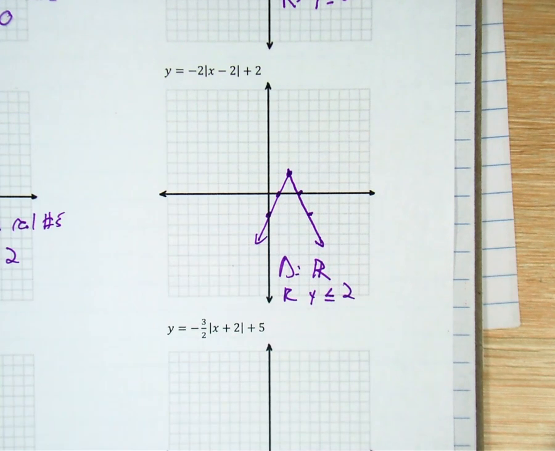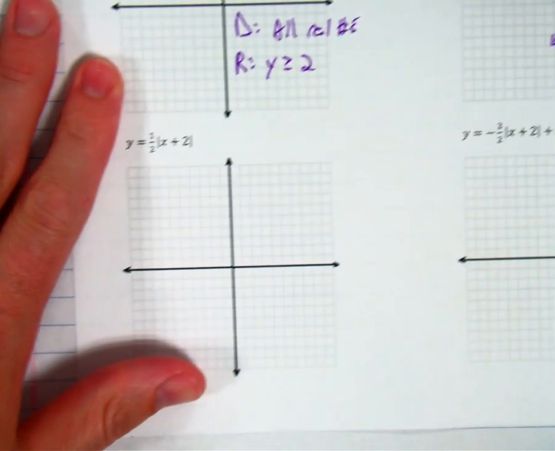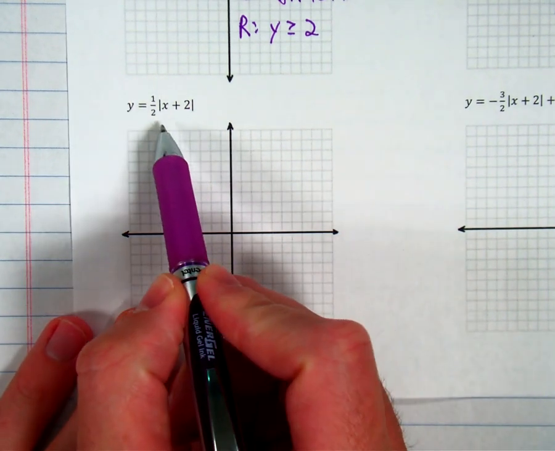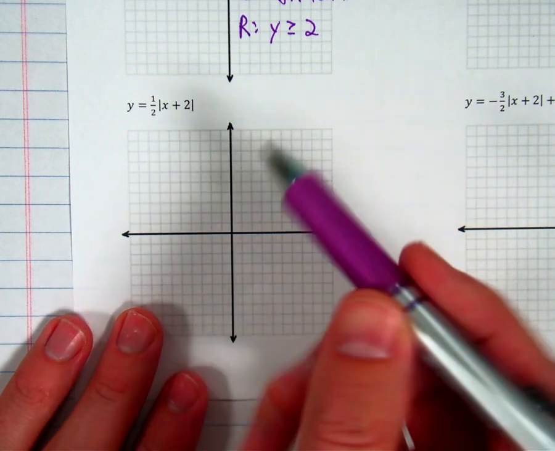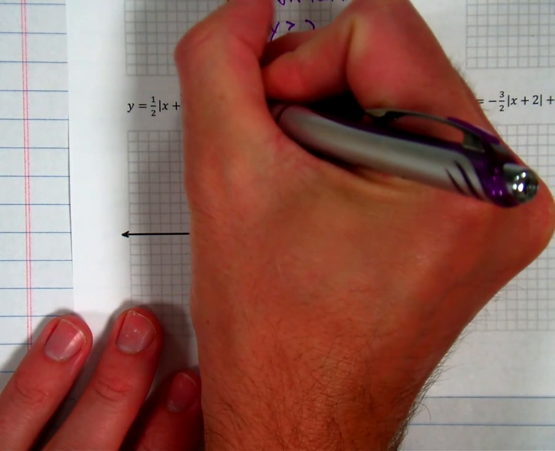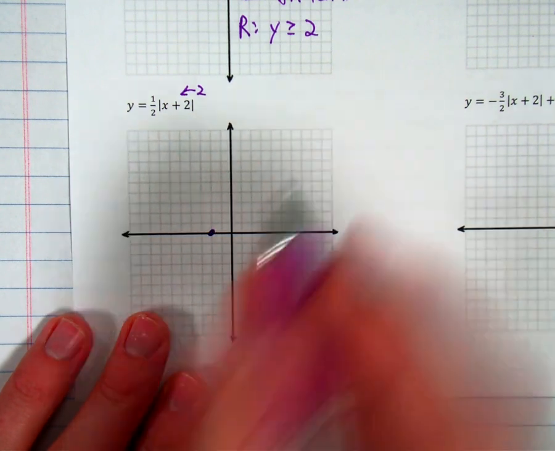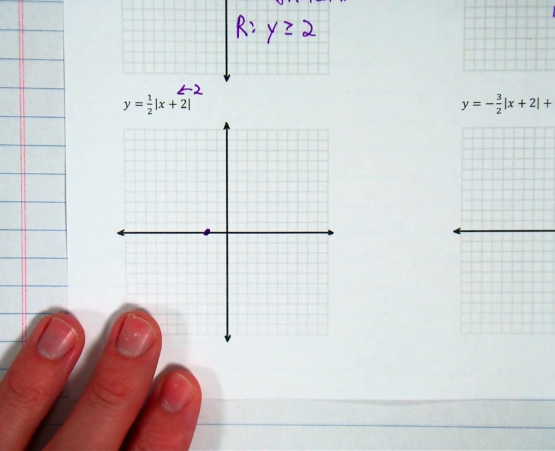Okay, I think we're getting the hang of having those multipliers in the front. Let's try a fraction. So we have half times x plus 2. Remember, inside is opposite, so plus, so we're actually going to go left 2. We're going to be over here at negative 2 comma 0. Negative 2 comma 0. And our slope is a half. What do you think the slope of a half will do?